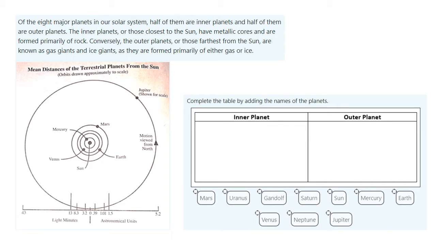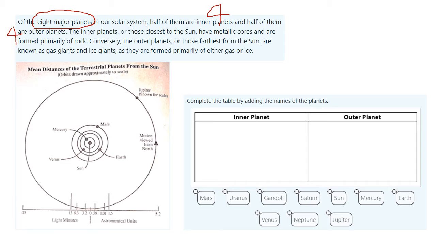Now, I don't think you'd get a question quite as easy as this in the real GED exam. However, we have got it here and we can only answer the questions that we're given. Of the 8 major planets in our solar system, the first thing we can see is there are 8 major planets. Half of them are inner planets, so 4 of them are inner planets, and 4 of them are outer planets.